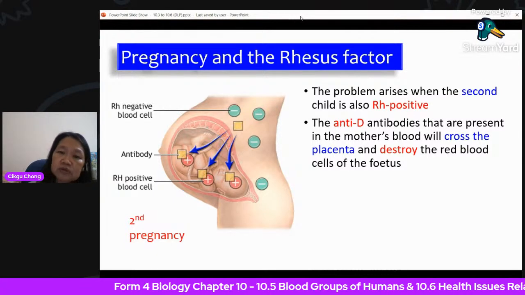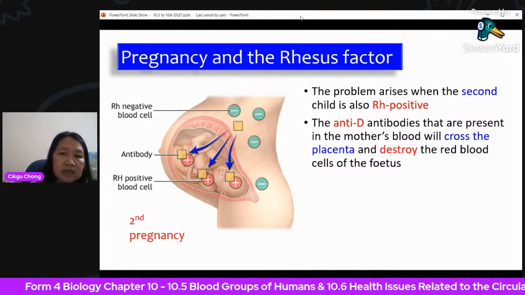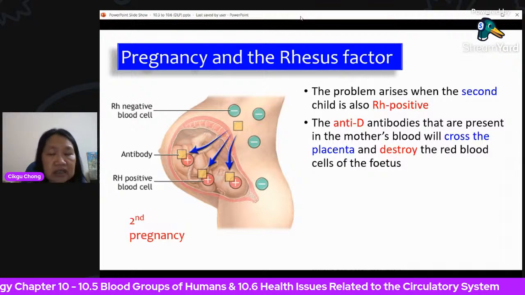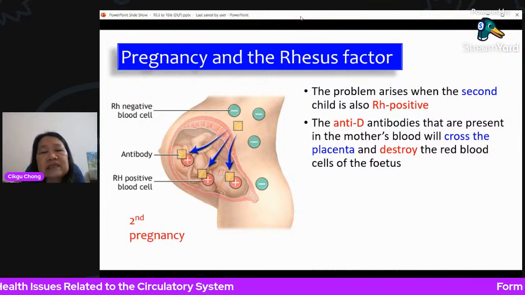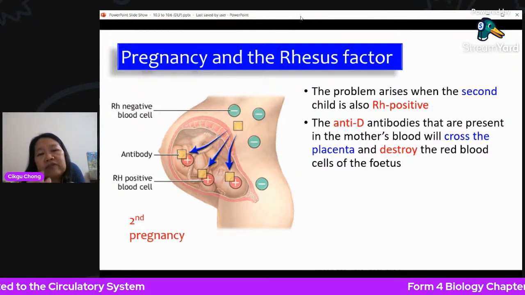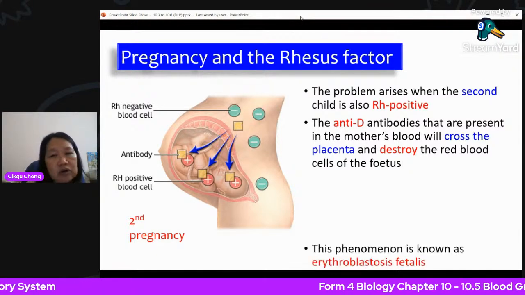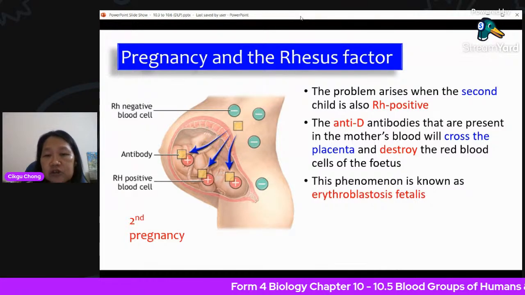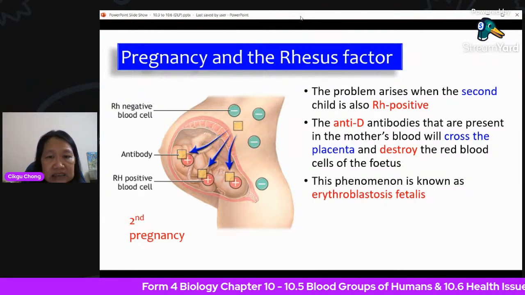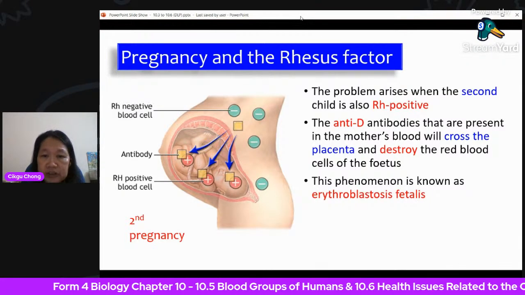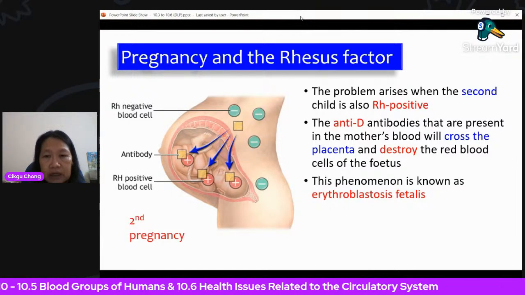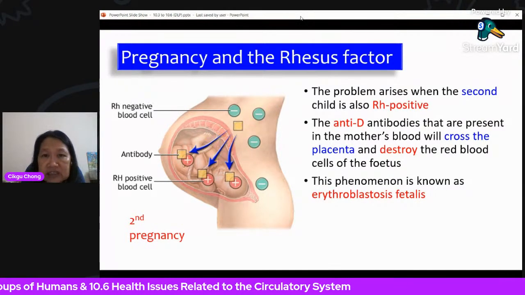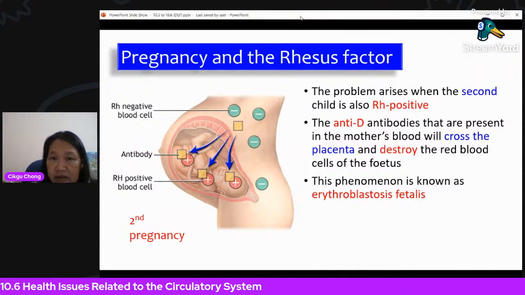Now the antibody will straight away enter the circulatory system of the fetus. It goes through the placenta and it can destroy the red blood cells of the fetus. So the red blood cells of the fetus will be destroyed. We call this phenomenon erythroblastosis fetalis. Erythro means the erythrocyte, the red blood cell. Blastosis means they will rupture, right? They will break. And fetalis referring to the fetus. So you have this problem, all right?